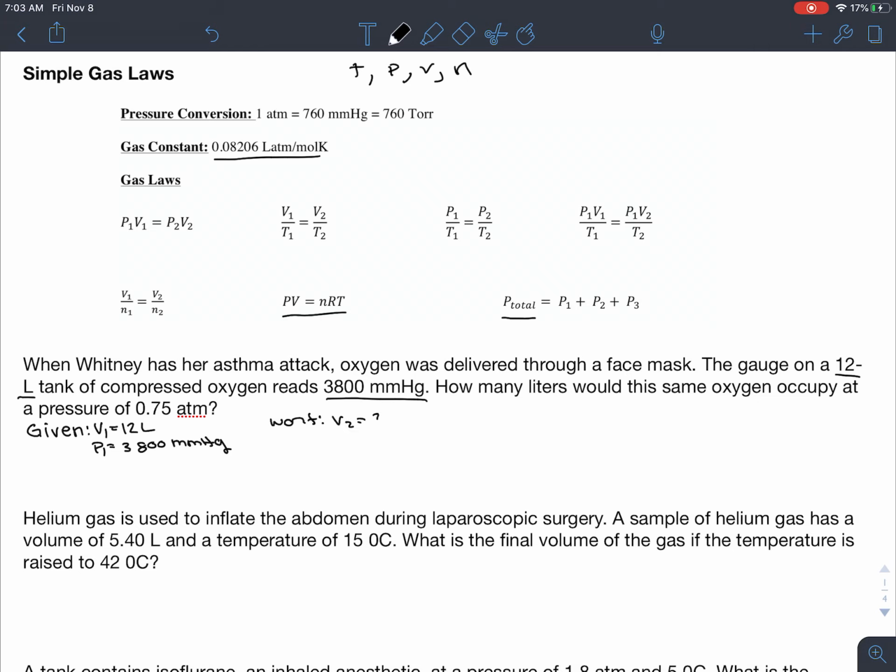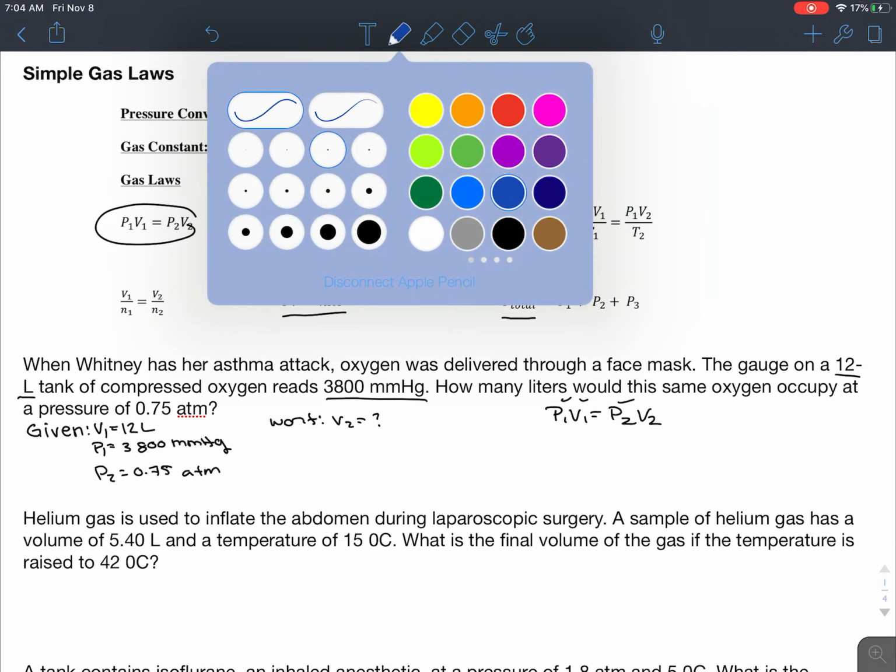How many liters, now I know what I want, my second volume, would this oxygen occupy at a pressure of 0.75 atm? Perfect. So I have pressure, pressure, volume, and I want another volume. So the gas law that would make sense for me to use is Boyle's law. So P1 V1 is equal to P2 V2. I have my P1, my V1, and my P2, and I want to solve for V2.